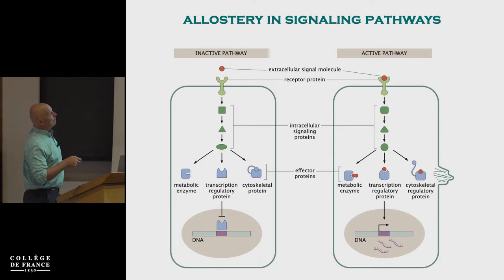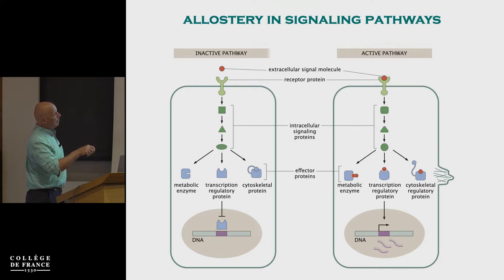So let me give you some examples of how this plays out in cells. This green outline is meant to be a poorly drawn cell. And here, this is some receptor that sits on the surface of the cell. And when there's no ligand bound to it, then this whole pathway is shut down. And so these objects are basically off.